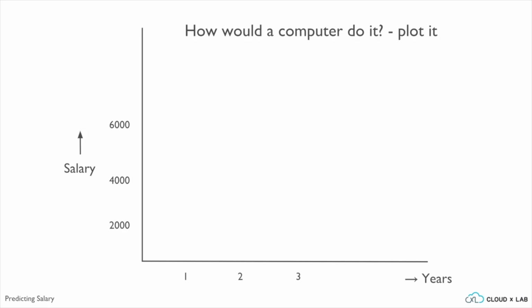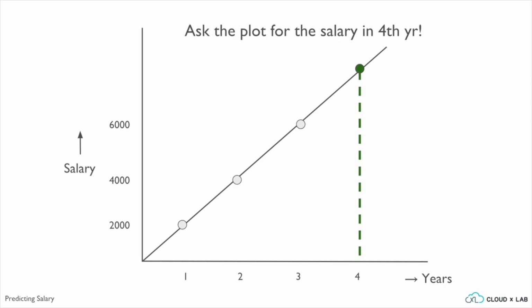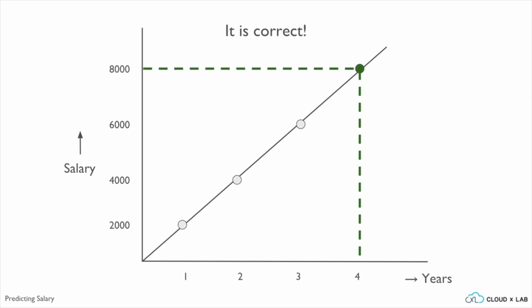A simple way to solve it is to just plot it on a chart. The horizontal axis being years of experience and the vertical axis being the salary. And once we are done with plotting, we can figure out the salary for the fourth year, which turns out to be 8,000. Here, we were lucky to have perfect data with which we could draw a straight line.